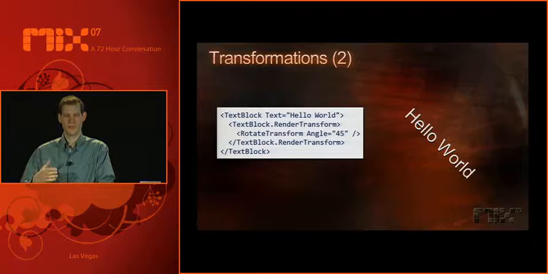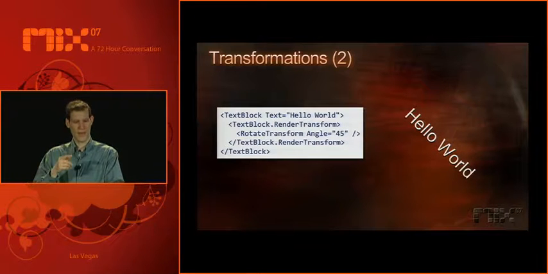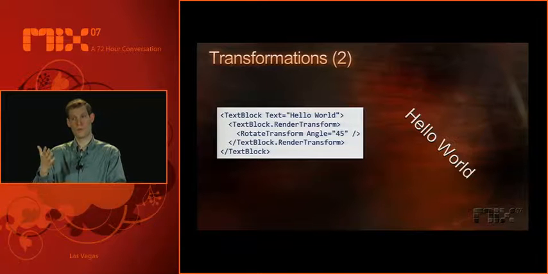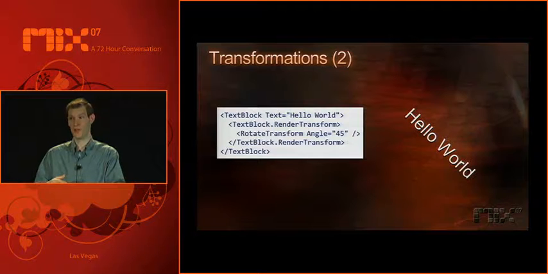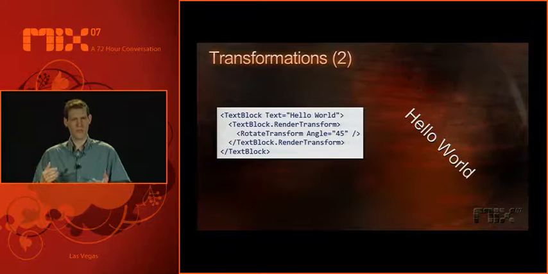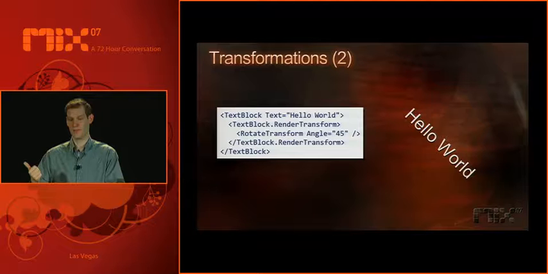A transform is potentially a complicated object in its own right. Angle bracket, render transform, angle equals 45. There's 3 or 4 more properties you can set on that transform, such as the center of rotation. And so you want to express this thing in XML. But wait, earlier I said that properties are attributes in XML. Well, actually, they can be attributes, but they can also be elements. And here we see a syntax known as property element syntax.